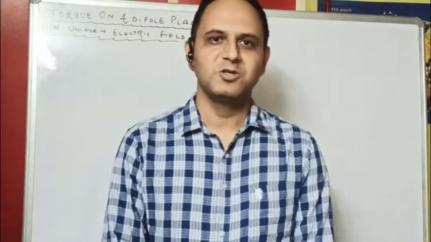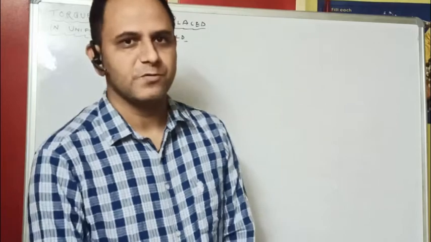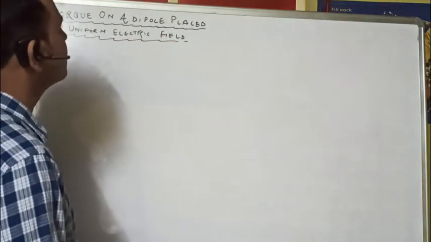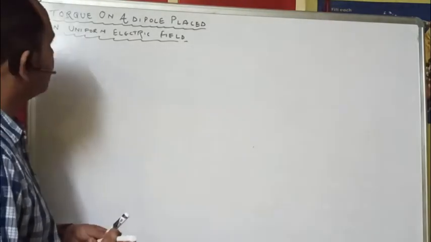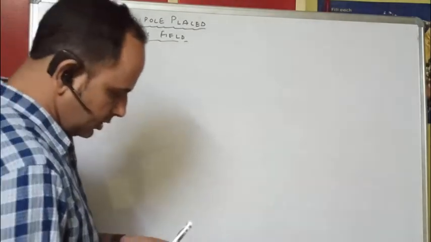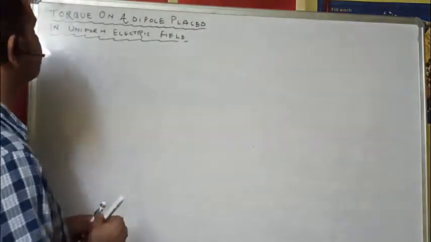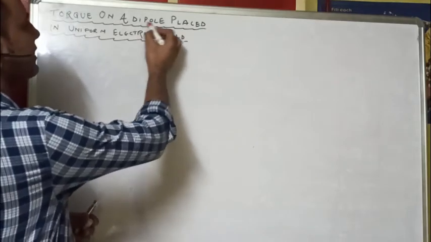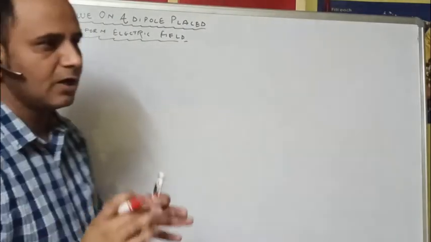Hello all. Today we will discuss a topic from chapter 1, that is torque on a dipole in a uniform electric field. For this purpose, first of all I will mention a uniform electric field, then I will place a dipole inside the field, and finally I will find out the torque.